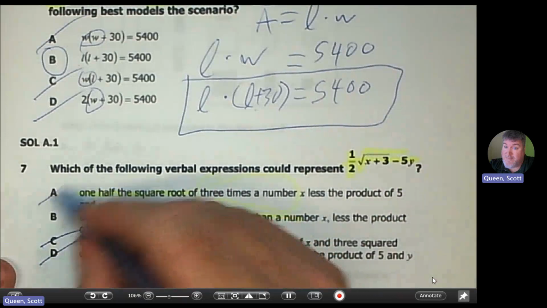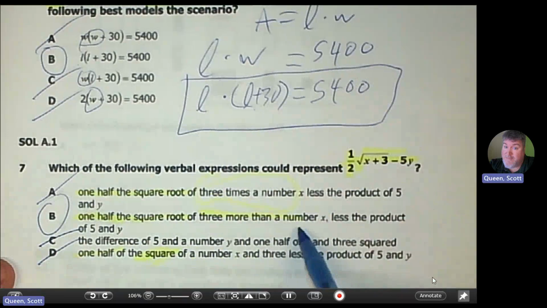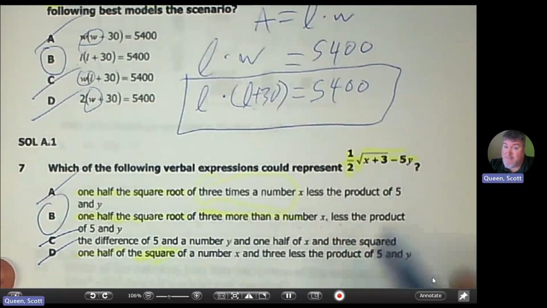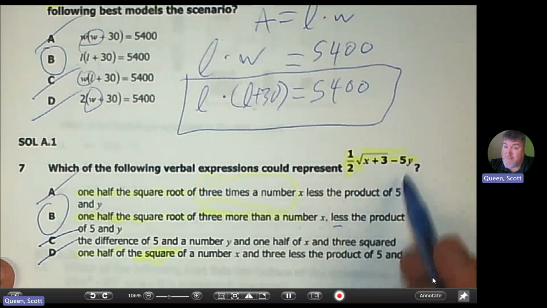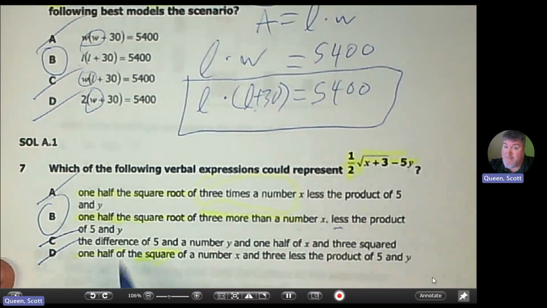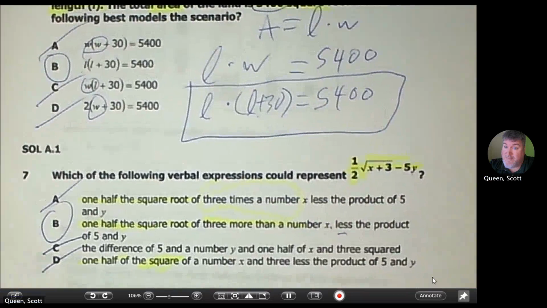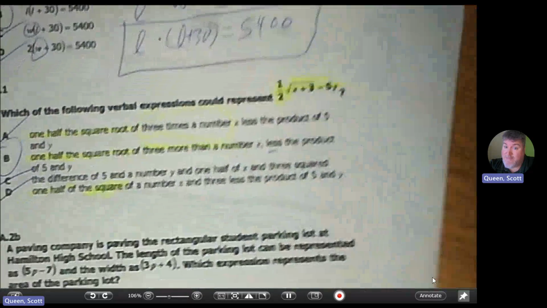Did I just find my answer? Yes, I did, but let's finish it. 3 more than a number, less the product of 5 minus 3. Less meaning minus, and the product meaning times, 5 times y. Easy peasy. People miss this, all right? Moving on, number 8.